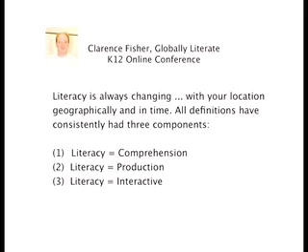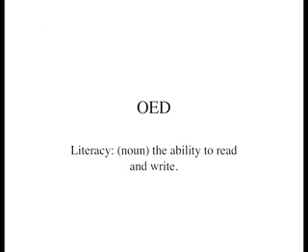And he identifies the fact that depending upon where you are in time and where you are geographically, the definition of literacy is different. He also identifies three things that are consistent components of literacy no matter when and where you are. Now, the Oxford English Dictionary defines literacy simply, as a noun, as the ability to read and write.